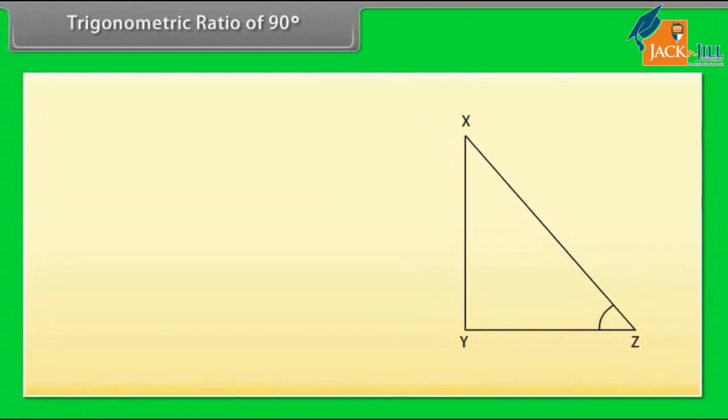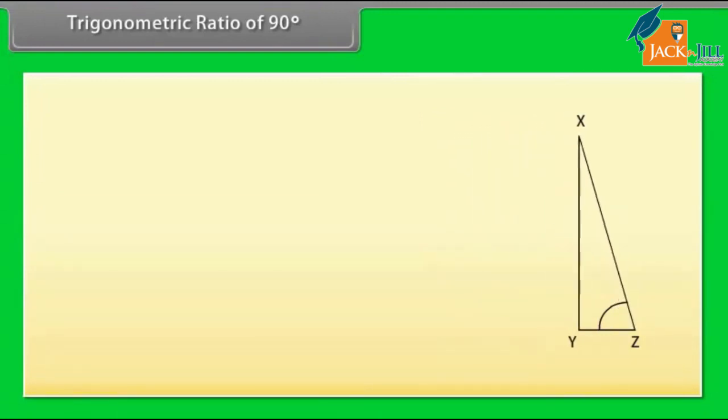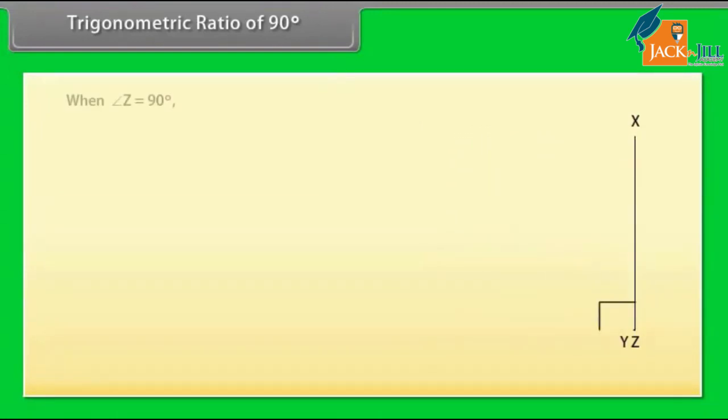You can see that XZ rotates right and becomes steeper. When the measure of angle Z is increased to 90 degrees, XZ merges with XY and the length of YZ is 0. Let us understand what happens to the values of trigonometric ratios.